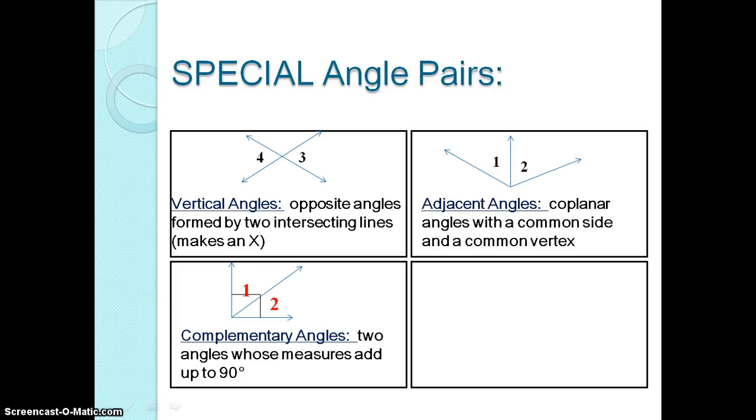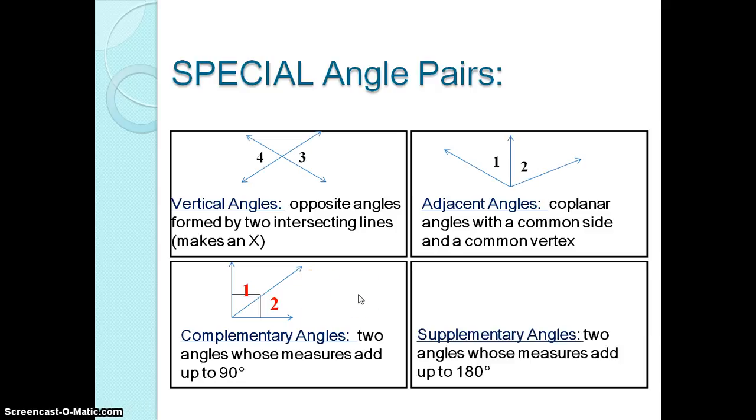Now, they do not have to be side by side or adjacent. They could be 2 separate angles as well. For example, if I had just one angle here that was 20 degrees and another angle that was 70 degrees, those would also be complementary. So they do not have to be adjacent to be complementary.